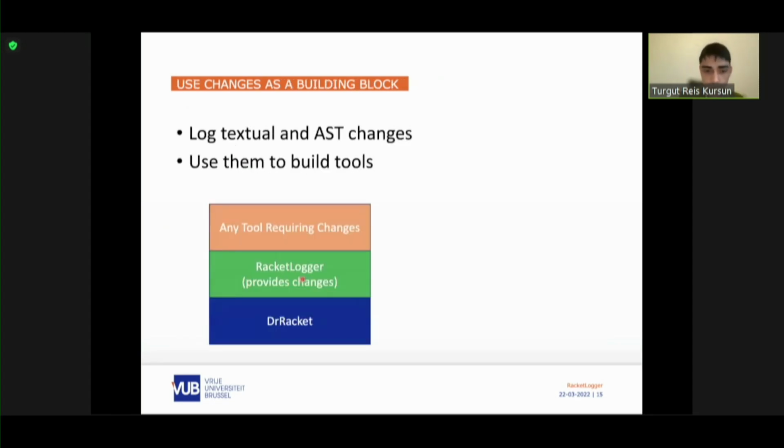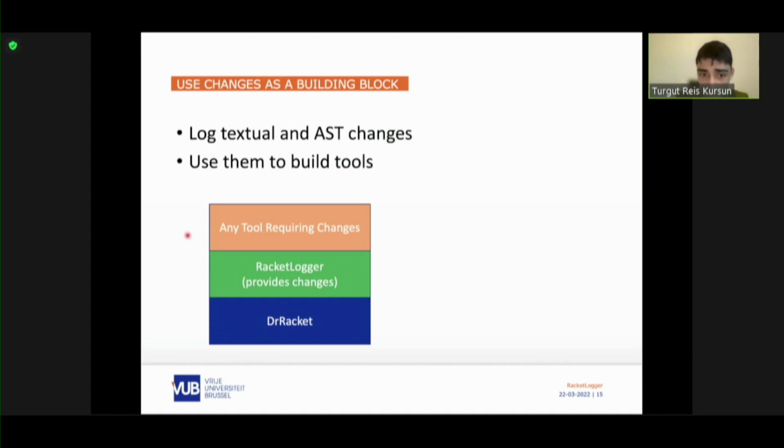Now, finally, I will come to why change loggers are useful. So, as I said, we can log textual and AST changes. And the reason that we do this is to build other tools using these changes. So here you can see the application stack. We have the DrRacket IDE. On top of that, we have built RacketLogger, our change logger. And on top of that, you can build any tool that requires changes.